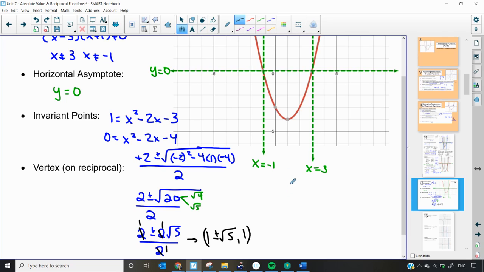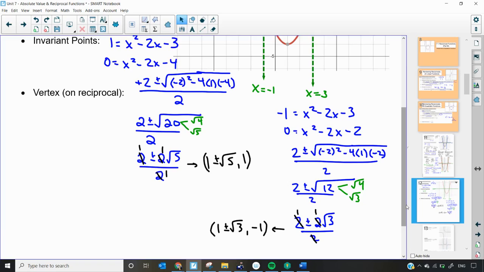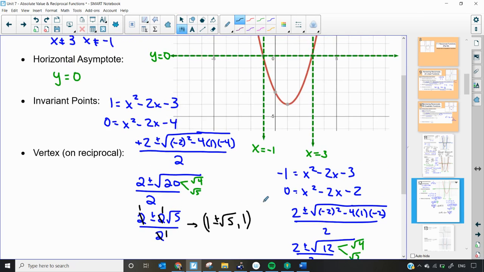And then we would have to do the same for negative 1. And with the magic of video editing, you can see that our other invariant points are going to happen at 1 plus or minus the square root of 3, comma negative 1. Now we also need to find our vertex. If we take a look at the vertex here, it's happening at 1 comma negative 4.